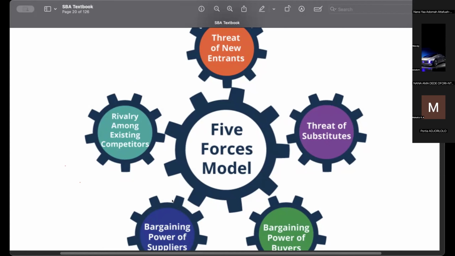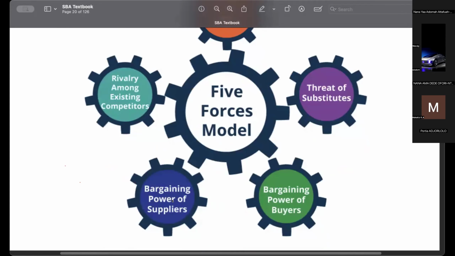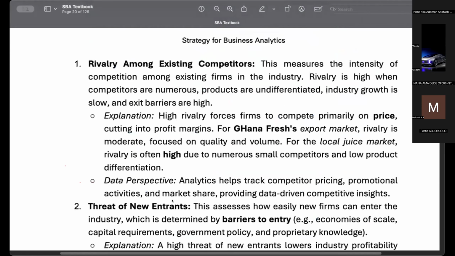The rivalry among existing competitors, bargaining power of suppliers, bargaining power of buyers, threat of substitutes, and threat of new entrants. So let's look at them one by one, and then we can apply them to our company.